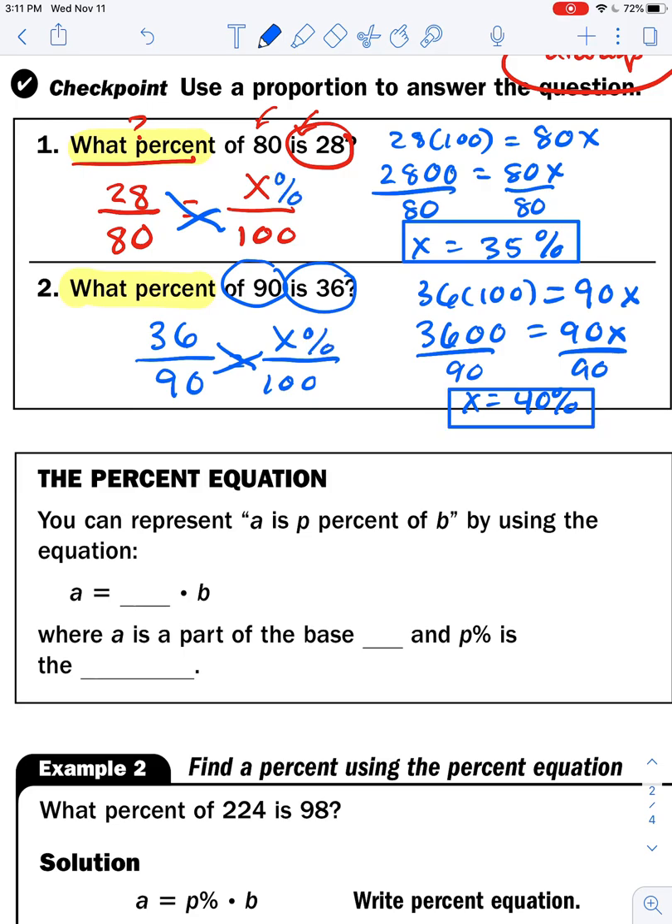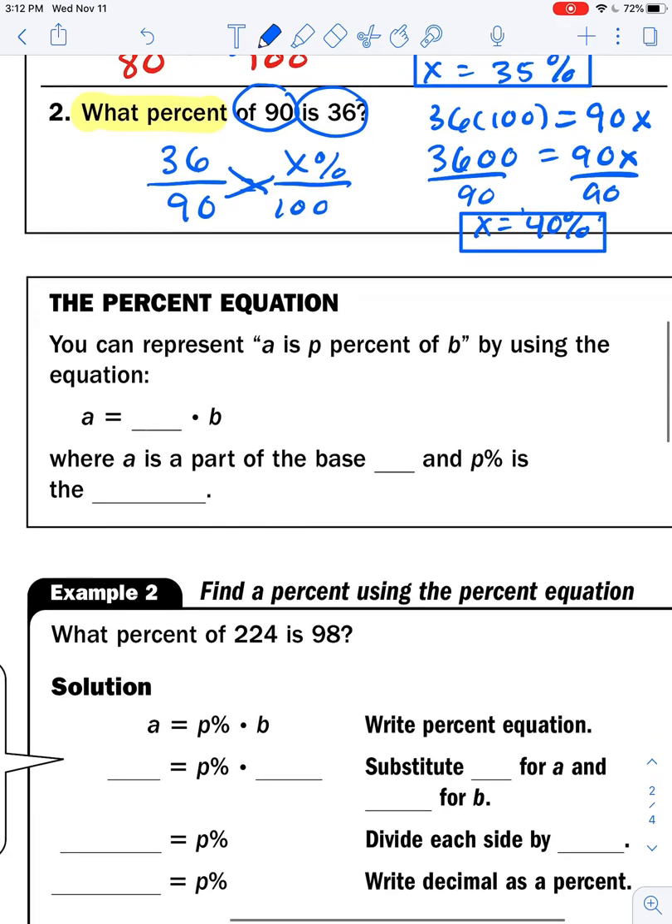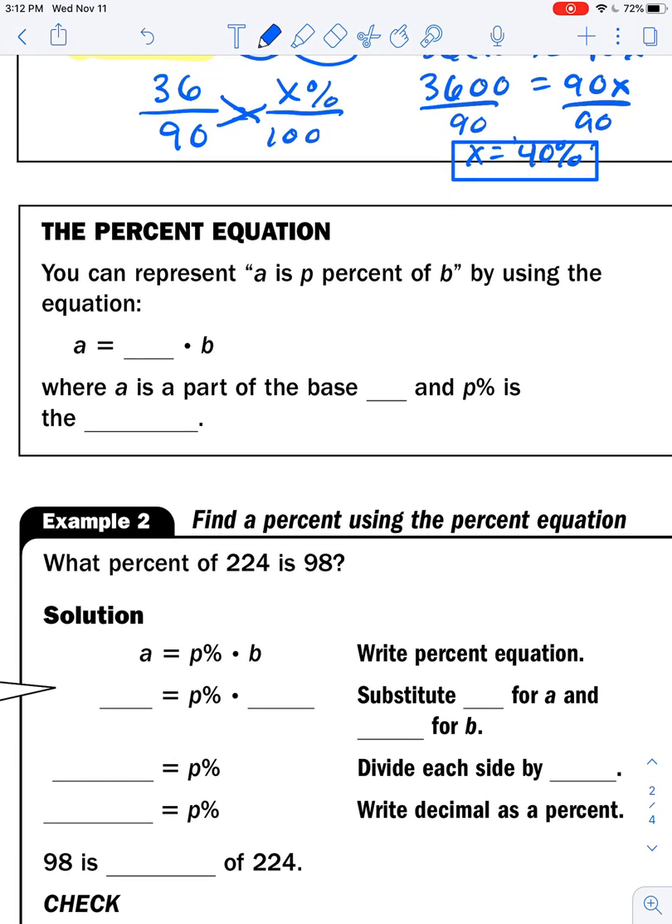Because it asked about the percent again. So this percent problem or part is the one that was missing. So if you have 90 of something, say you have 90 cookies and 36 of them have nuts in them, then 40% of those cookies have nuts in them.